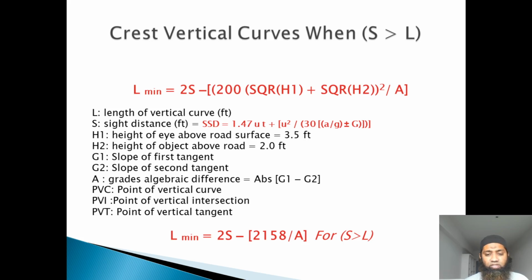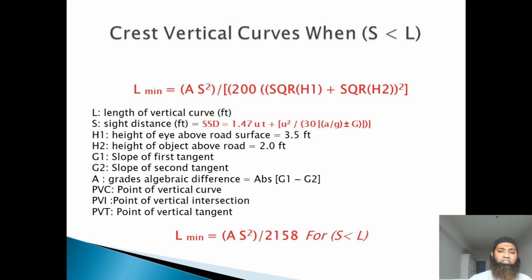L minimum is equal to 2S minus 2158 divided by A, if S is greater than L. This is the formula when S is greater than L. Now L minimum when S is less than L, that is, stopping sight distance is less than L. What is L minimum? AS squared divided by 200 times the square root of H1 plus the square root of H2, whole squared. The formula is a little bit the same, with something changed from here to here. H1, H2 and everything have been mentioned in the previous slide also. L minimum is AS squared divided by 2158 for S less than L.